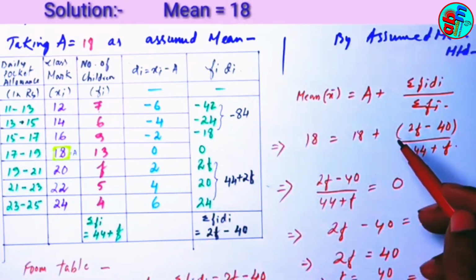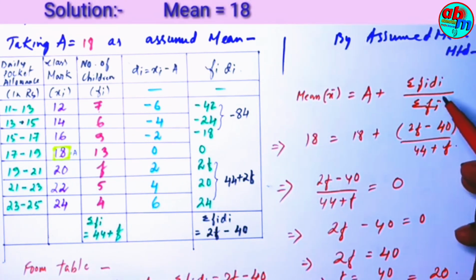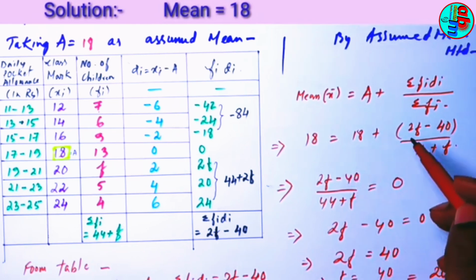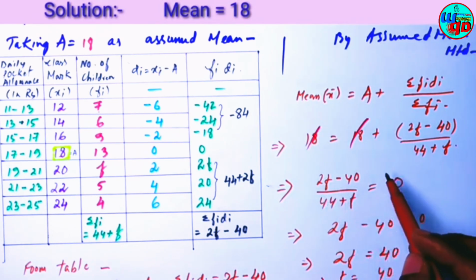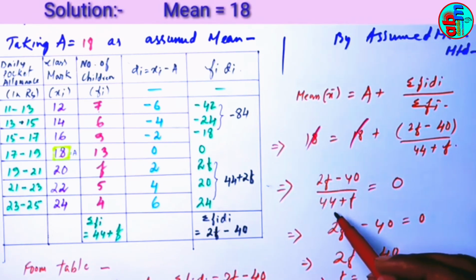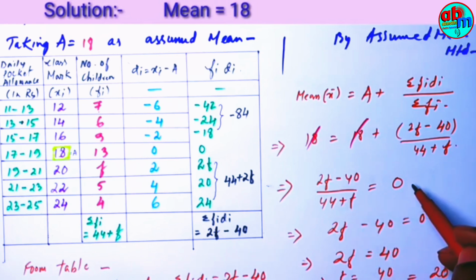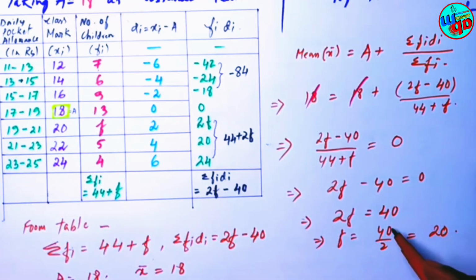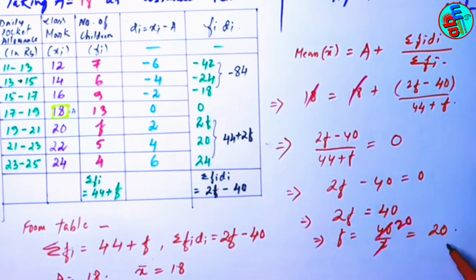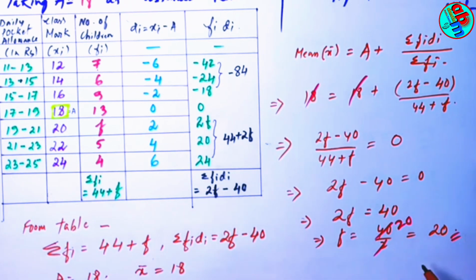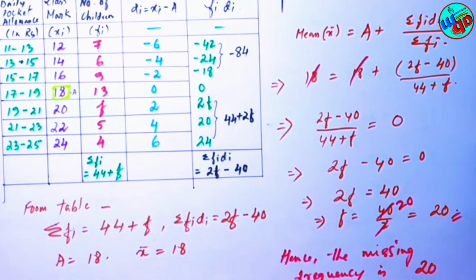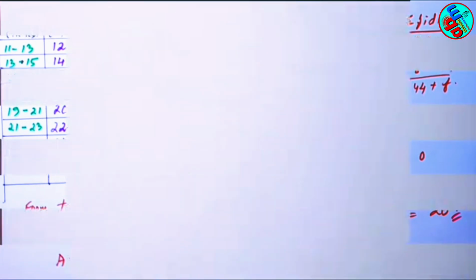By the mean method we have mean equal to A plus summation fidi by summation fi. So we put the values and we can cancel these two, 18. So we have 2F minus 40 divided by 44 plus F equal to 0. So this goes to the right and becomes 0. So 2F minus 40 is 0, so 2F equals 40, so F is equal to 20. Hence the missing frequency is 20. This is our answer.